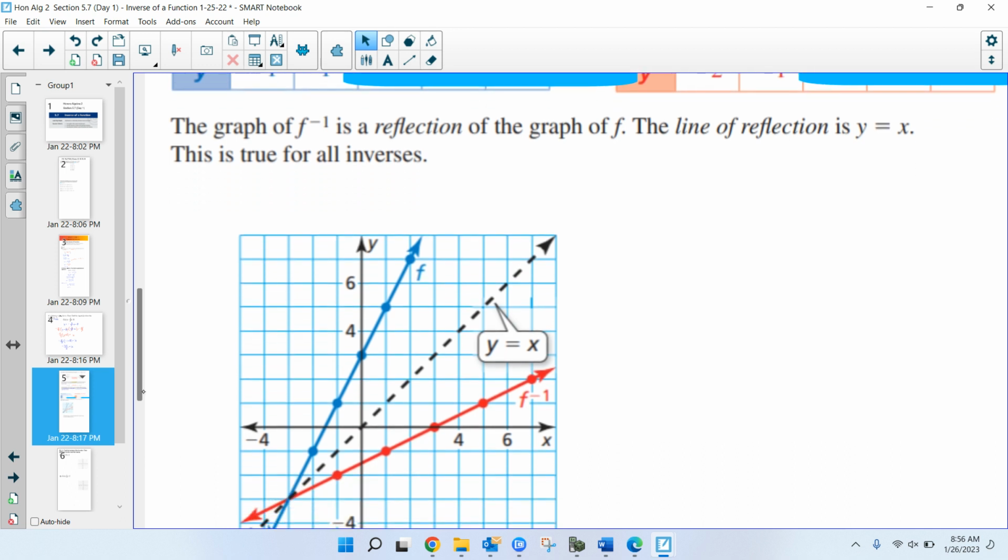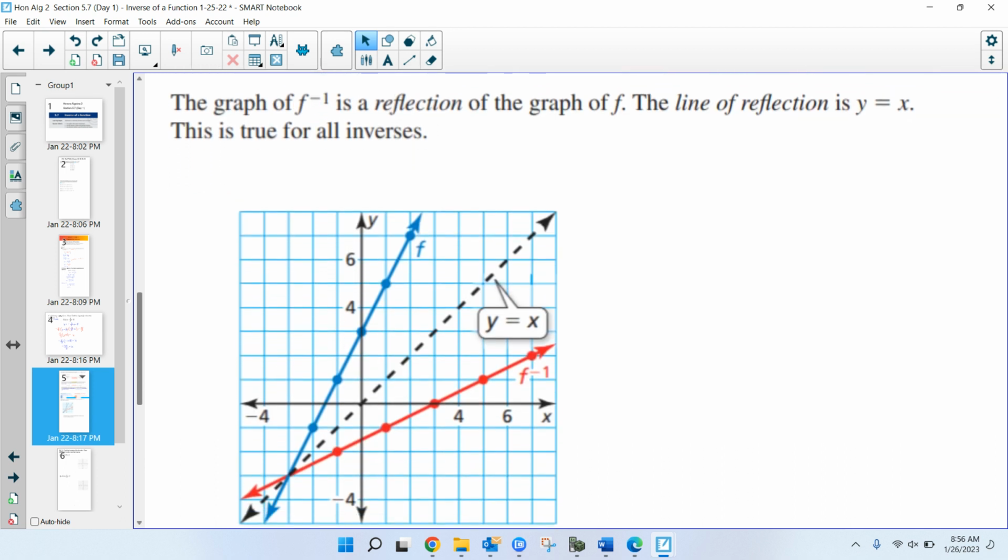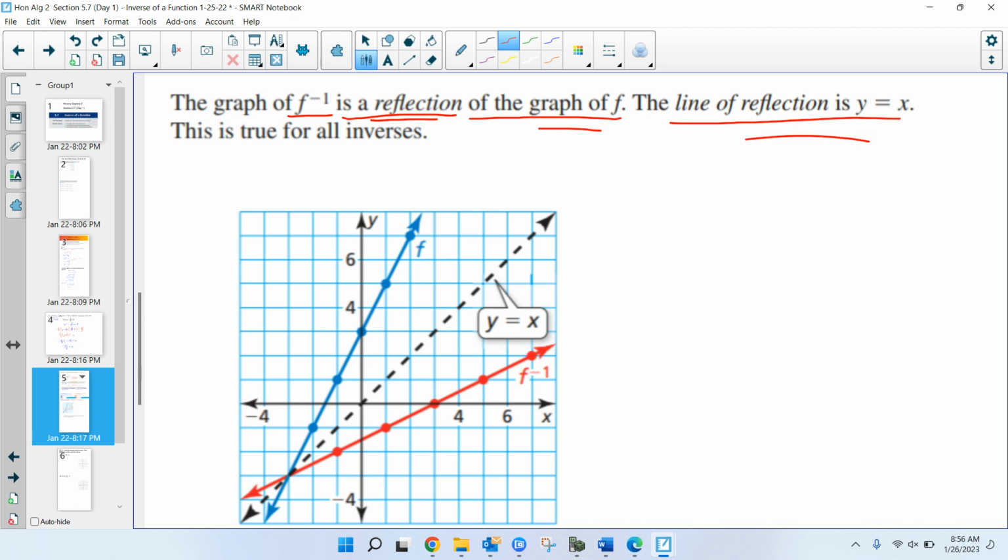Now, this is a nice little visual for us. This is always going to be true. The graph of f inverse is a reflection of the graph of f, but the line of reflection is y equals x.